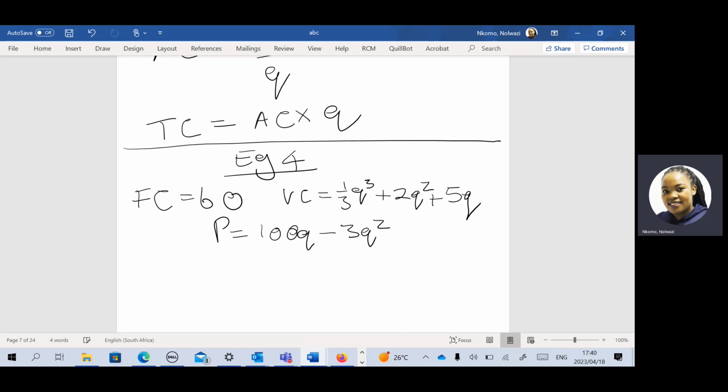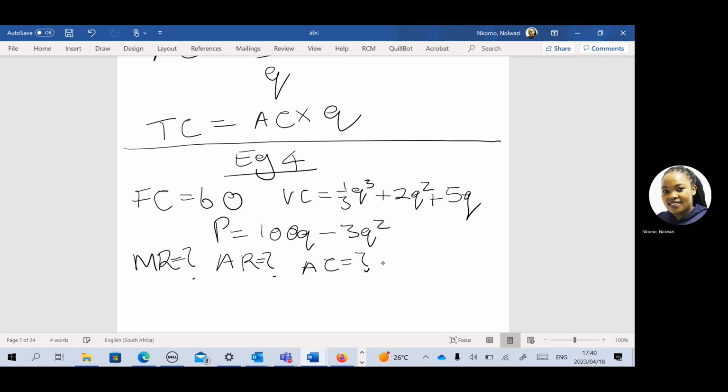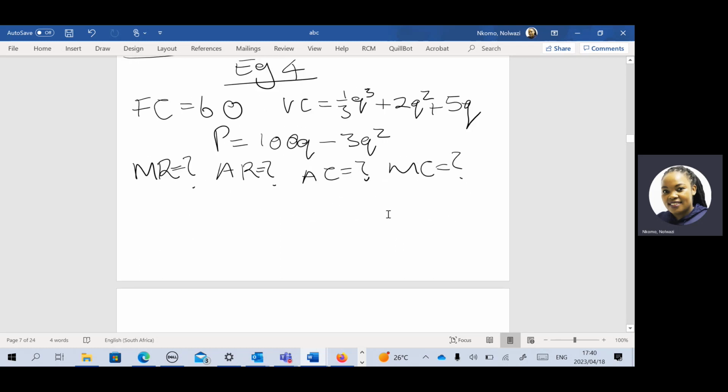And we are given this information, and we are asked to find the marginal cost, the marginal revenue, the average revenue, the average cost. Suppose we are given this information, and we are asked to find these: marginal revenue, average revenue, average cost, and the marginal cost.